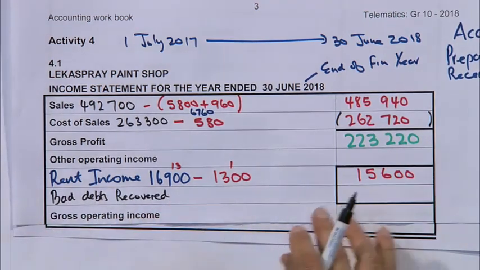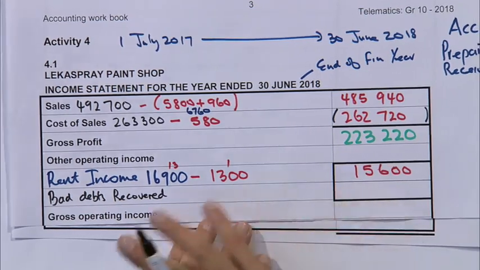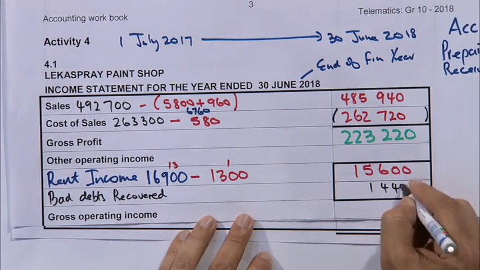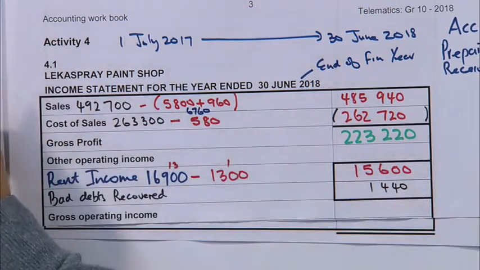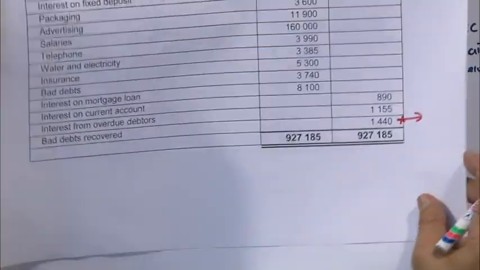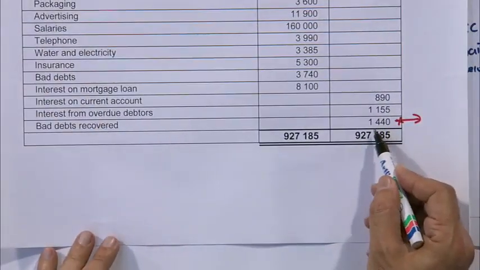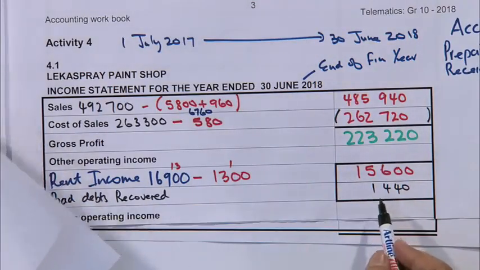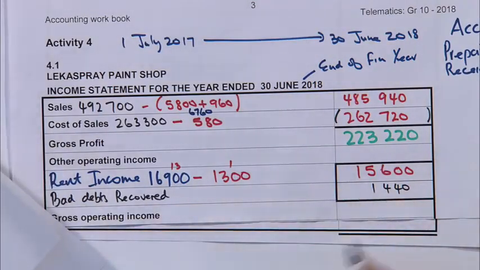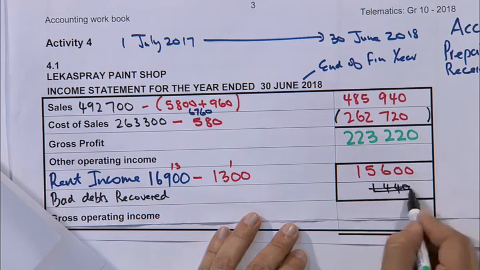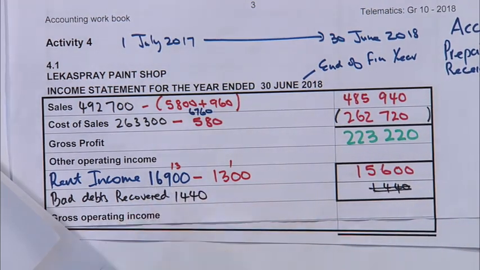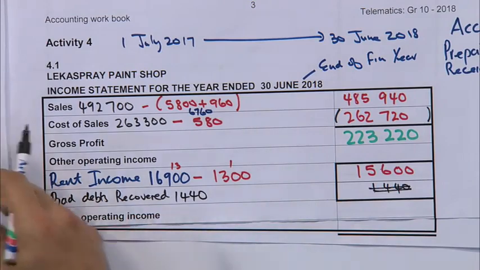Now, because bad debts recovered doesn't have an adjustment, I'll write the figure in as it is, straight from the trial balance, unadjusted. Meaning, take the figure of 1,440 and write it in your income statement immediately. Oops, let me just check. I did not check if it has an adjustment. So I must start here, 1,440, and then I must go and check to see if it has an adjustment.